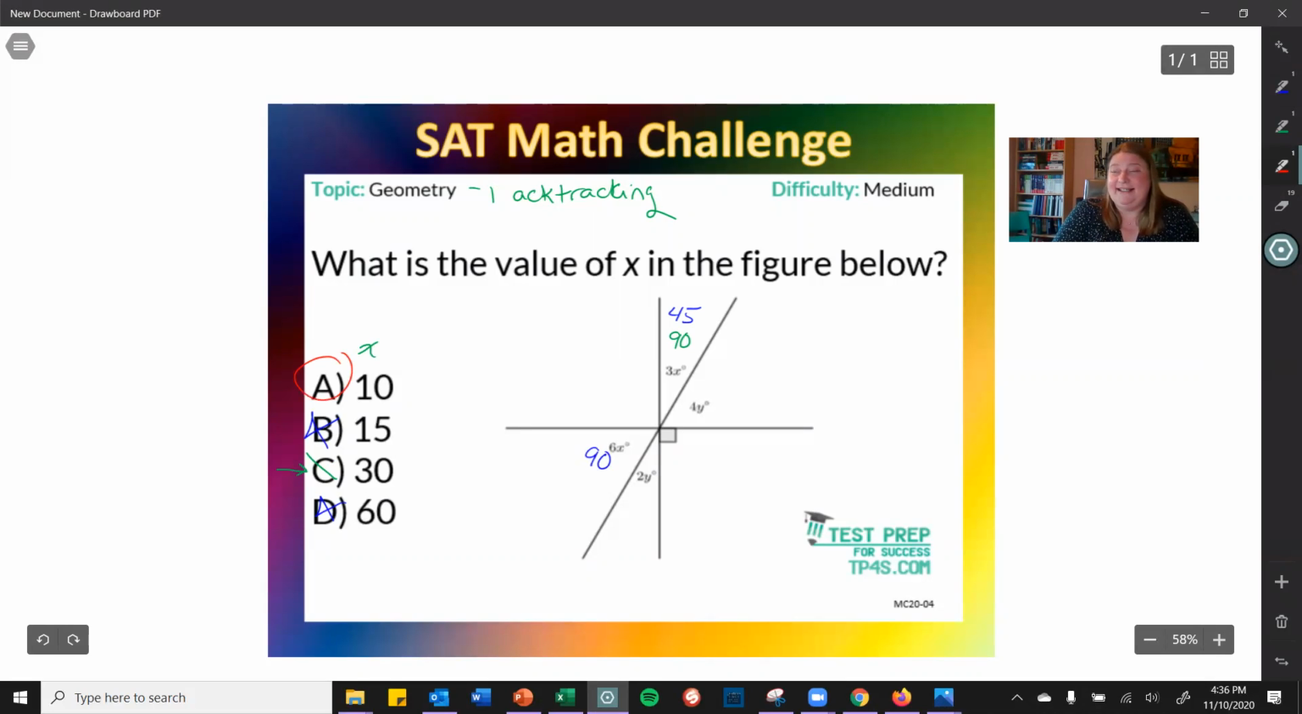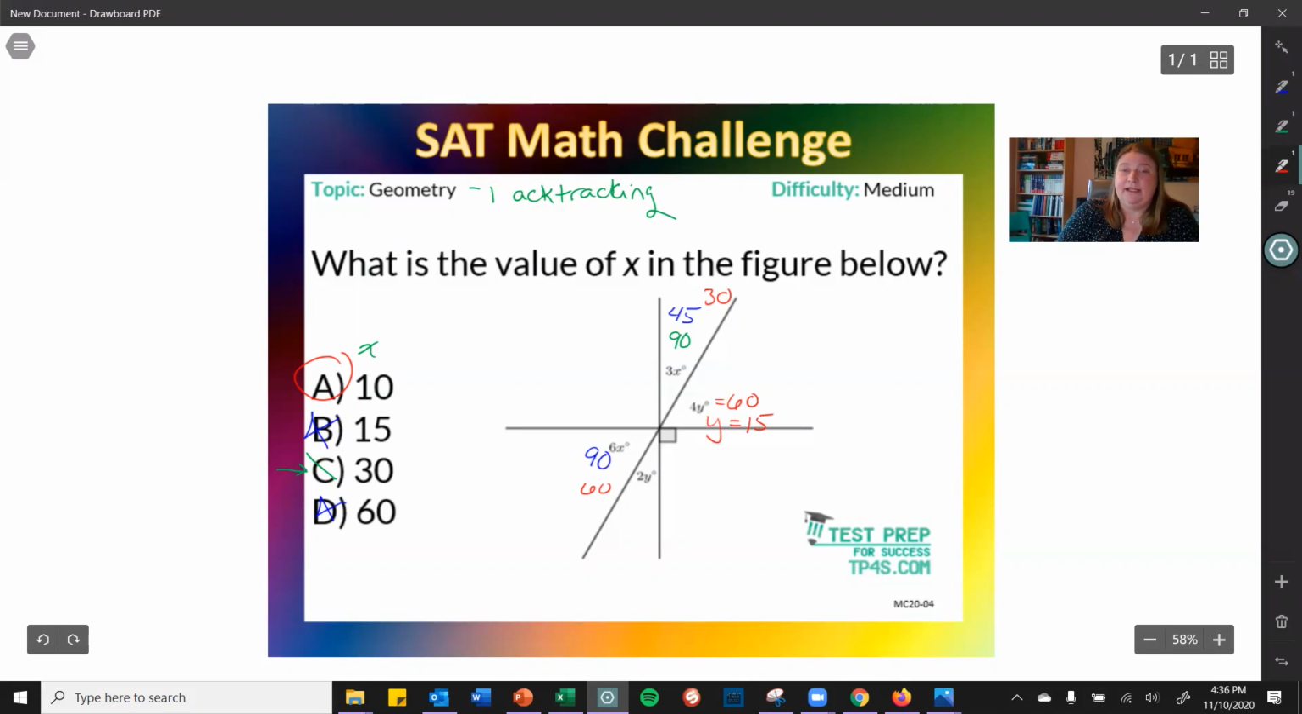However, the SAT is very unforgiving for small mistakes, so I always like to double check. Let's plug in A. I'm very confident it's going to be the right answer, but let's do some double checking. If x is 10, 3 times 10 is 30. And 6 times 10 is 60. Both of those are reasonable numbers. I know that 3x and 4y together have to add up to 90, and so if 3x is 30, then 4y must be 60. Let's divide both sides by 4, and I'll get y equals 15.